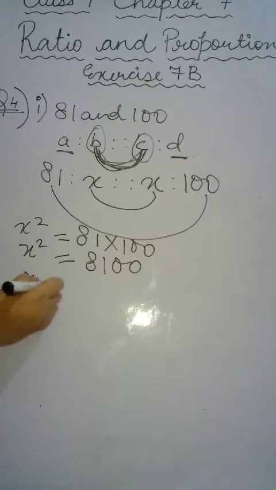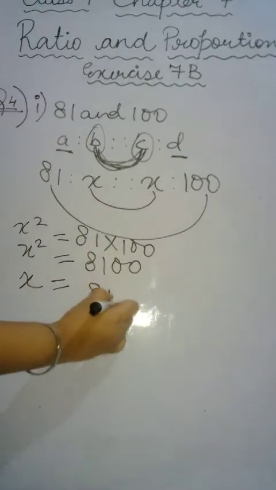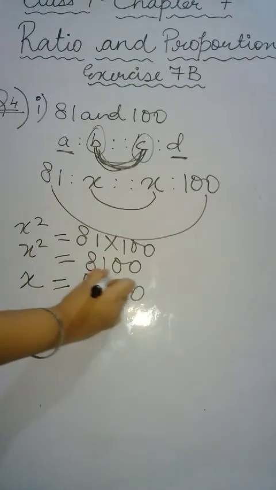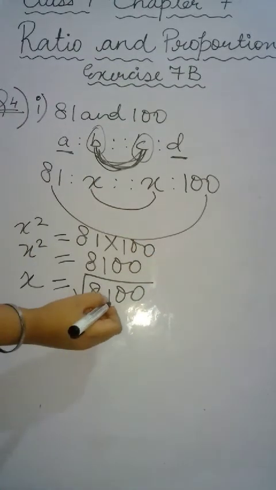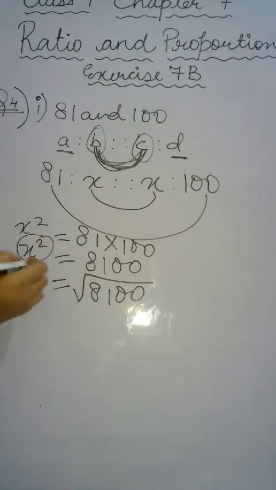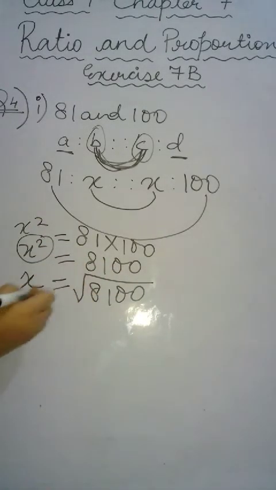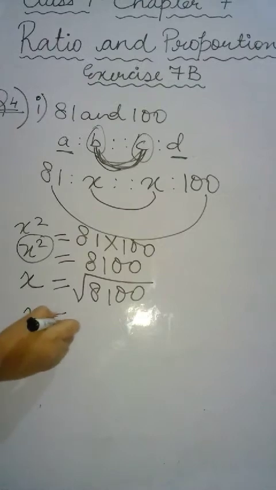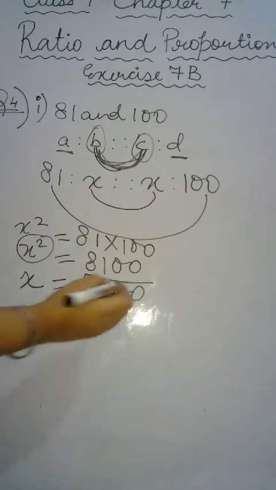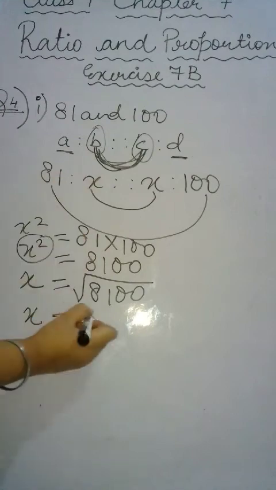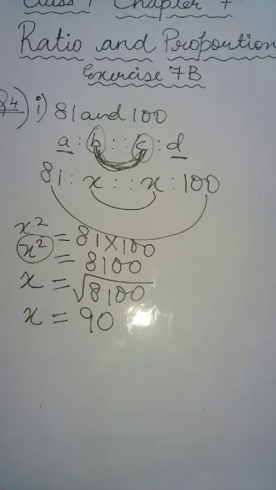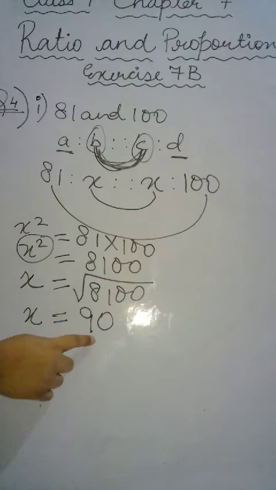What will you do? You have to find out the square root of 8100, because this is square. When you find out the square root, then you are going to find out the value of single x. So 81 is the square of 9, and there are 2 zeros, so 1 zero. So the answer is going to be 90. When you multiply 90 two times, you will get 8100. You can check your answer as well.